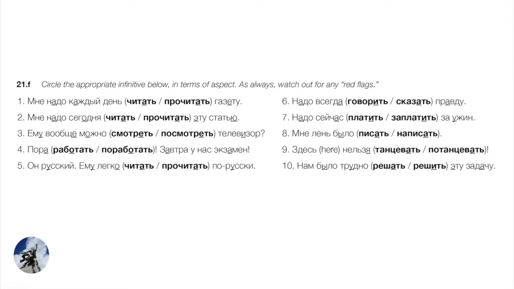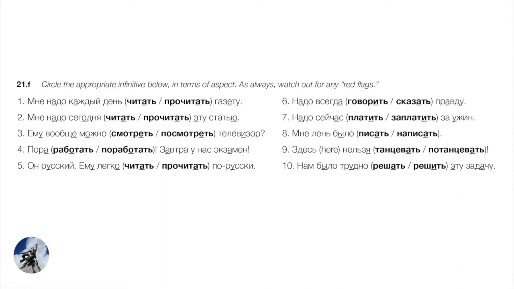Number 8, мне лень было писать. I didn't feel like writing. Okay, лень, it's talking about you're too lazy to engage in the activity at all, right? Much less finish it. So лень would almost always be followed by imperfective. Мне лень было писать. I was too lazy to write.